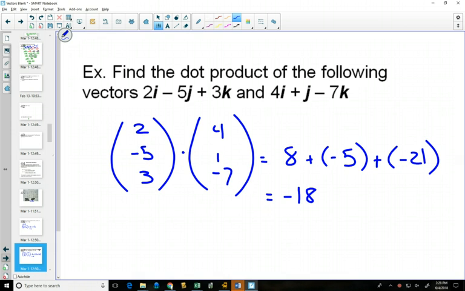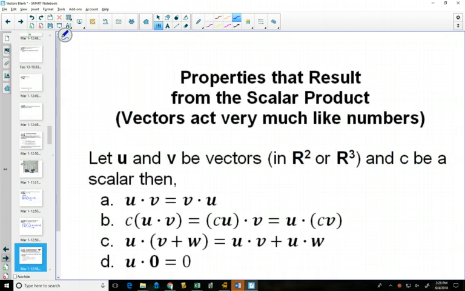And with everything, what this is leading towards, because you could make up rules for things, but there's got to be a purpose. Where are we going with this? Why is this important? And what can we do with it? Well, here are some properties that result from the scalar product. And the vectors, they do act very much like numbers, unlike matrices.